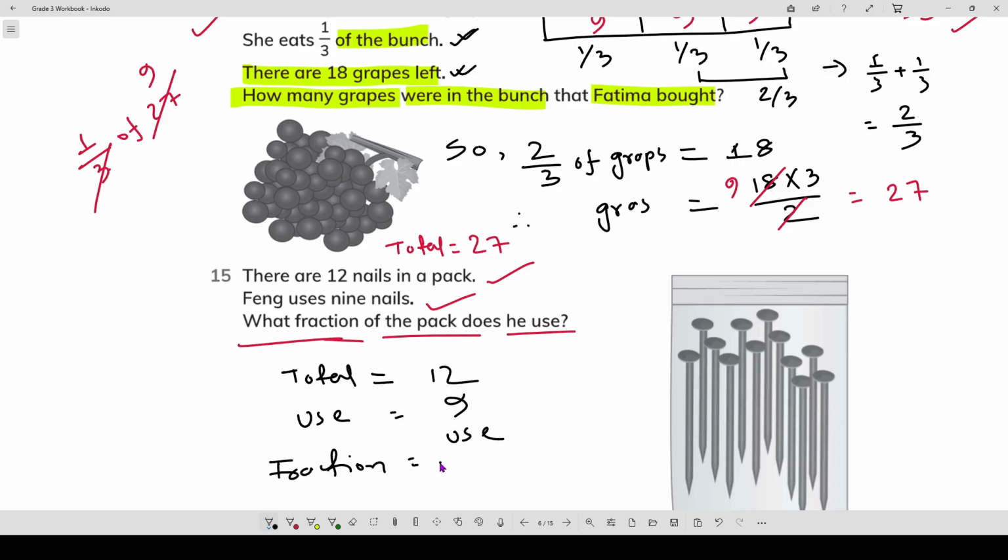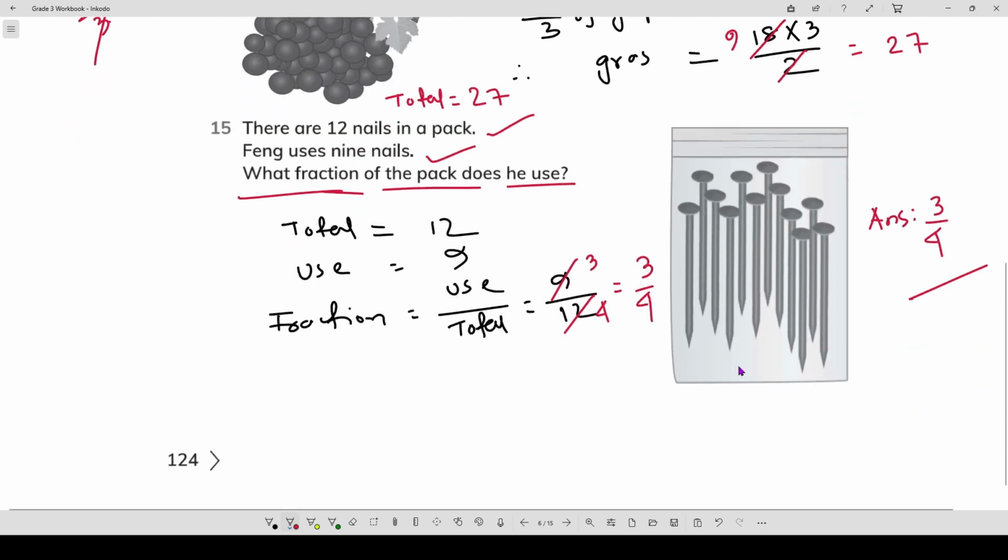Fraction is used divided by total. It means 9 divided by 12. So we can divide this by 3. 3 times 3 is 9, 3 times 4 is 12. So the fraction is 3/4. So the answer is 3/4. Very simple.